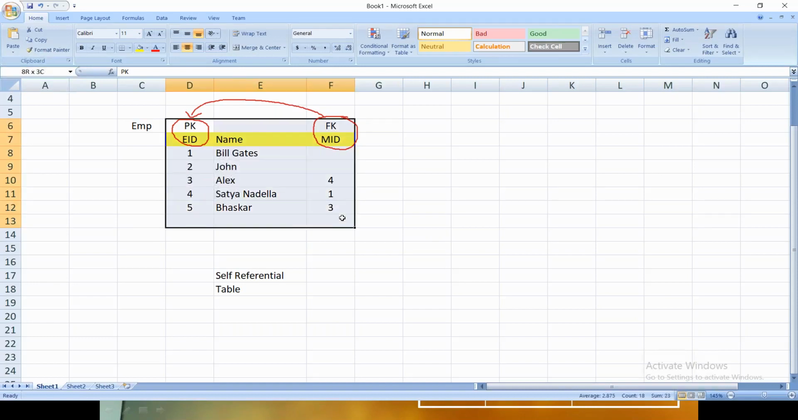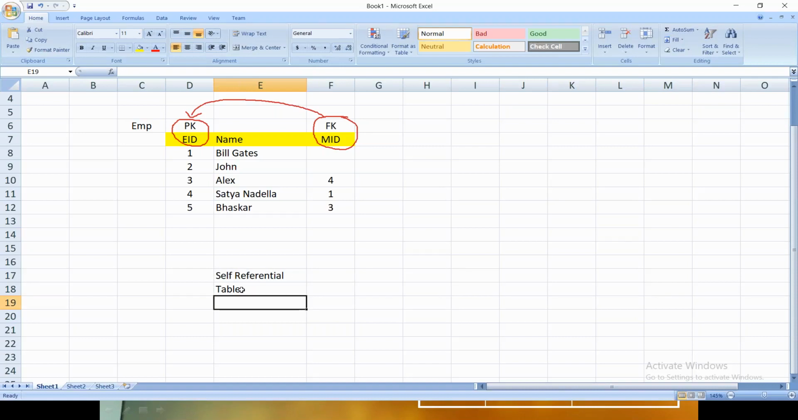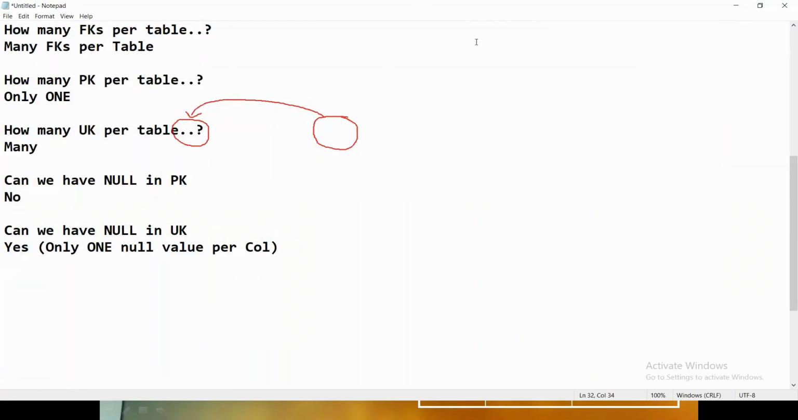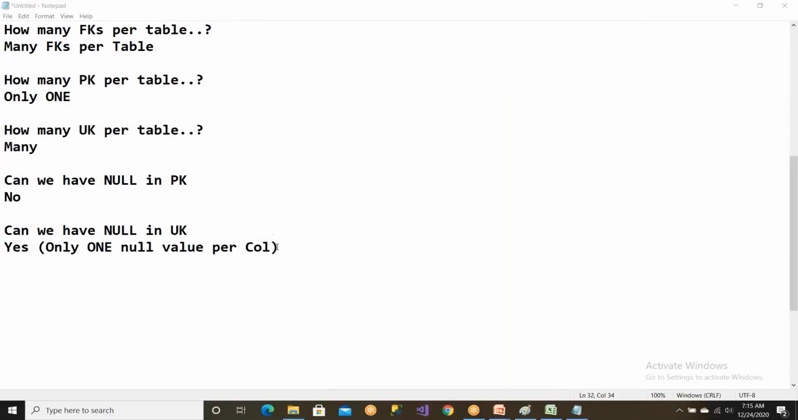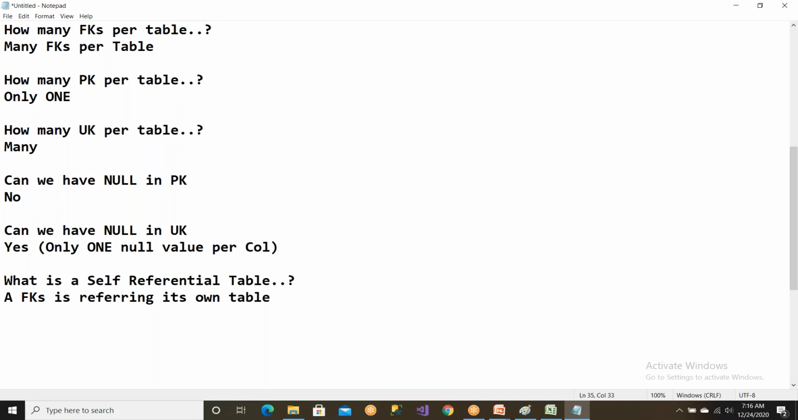Otherwise, this kind of situation in RDBMS, you will not be able to model it. Clear? So what is a self-referential table? That is also one more interview question. What is a self-referential table? The answer is: a foreign key is referring to its own table's primary key. Then the table is called what?